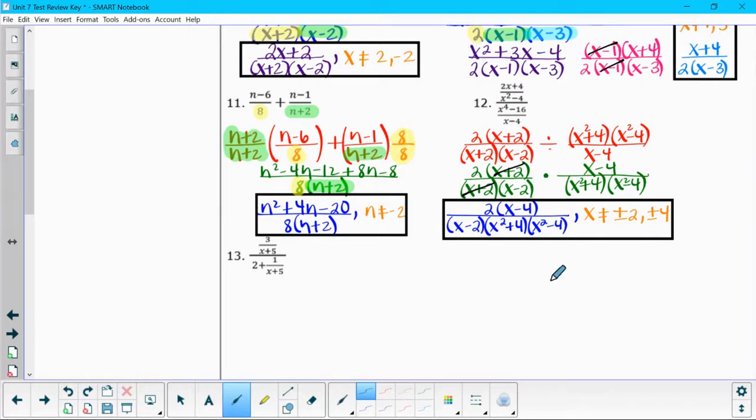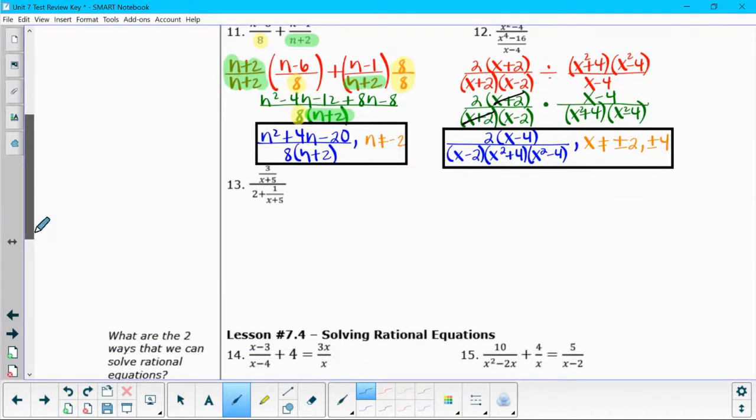So that's going to leave me with 2 times x minus 4 all over x minus 2, x squared plus 4, x squared minus 4. And I do have 4 different undefined values. It is okay if you write negative 2 and positive 2 as plus or minus 2 and plus or minus 4. Now for number 13, you do have to do a little bit of combination before you can actually do the keep change flip step.